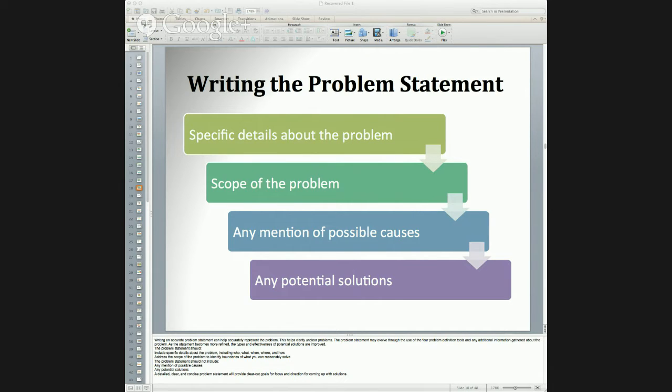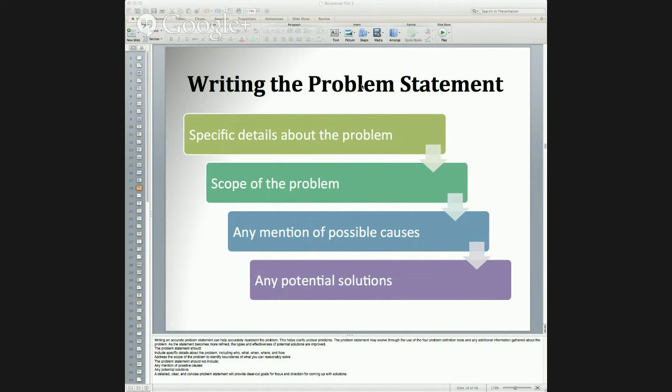The problem statement should include specific details about the problem, including who, what, when, where, and how. Address the scope of the problem to identify boundaries of what you can reasonably solve. The problem statement should not include any mention of possible causes, and it should not include any potential solutions. A detailed, clear, and concise problem statement will provide clear-cut goals for focus and direction for coming up with solutions.